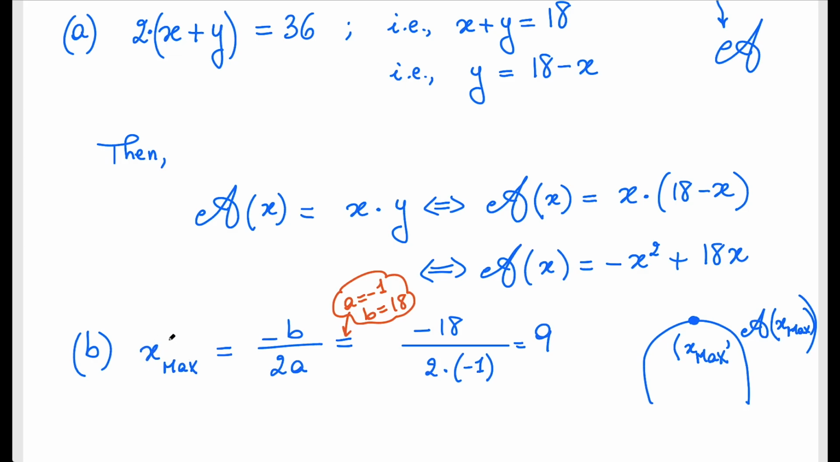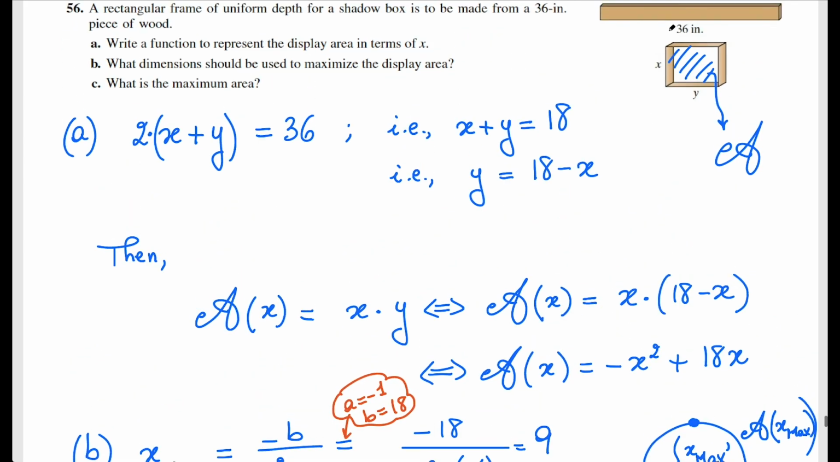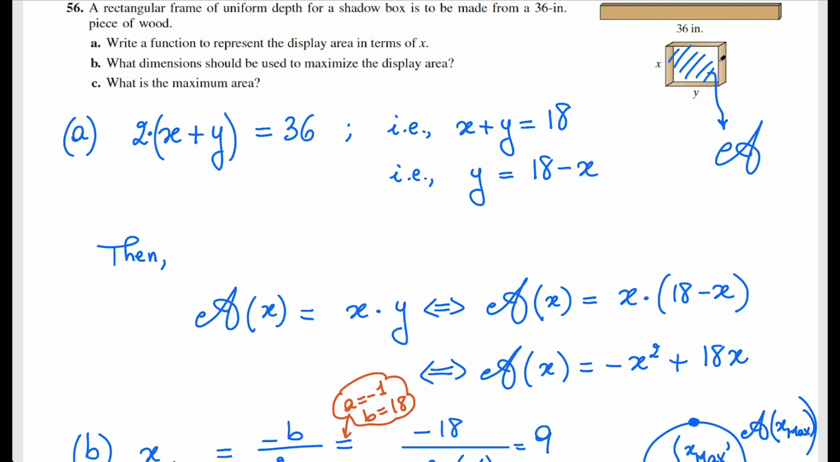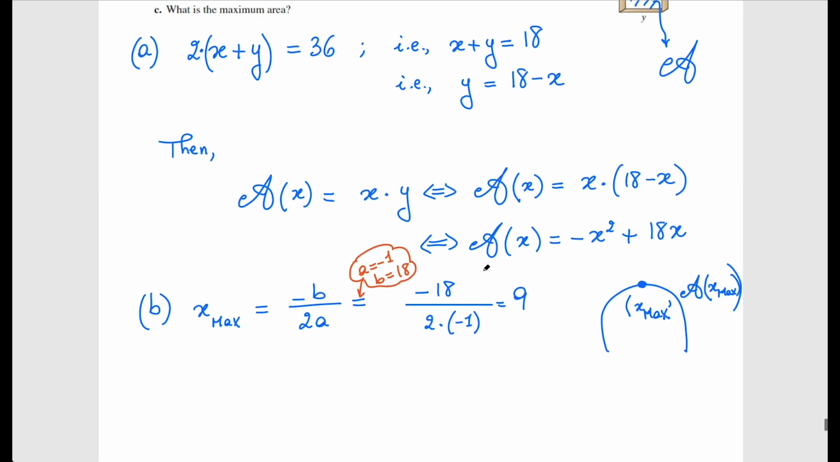So the x that makes the area as large as it can get is 9. And what's the unit here? It's in inches, right? So it's 9 inches. So to maximize this display area, the x should be 9. Okay? So if the x is 9, how about the y? Right? So we know the relationship between x and y. If you found the x, you can give yourself the y.